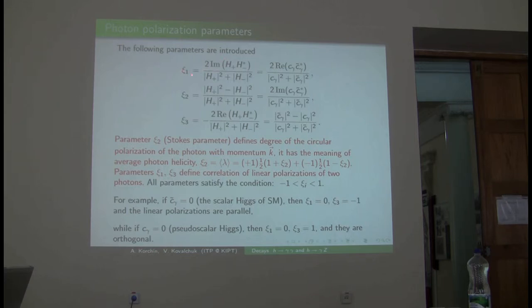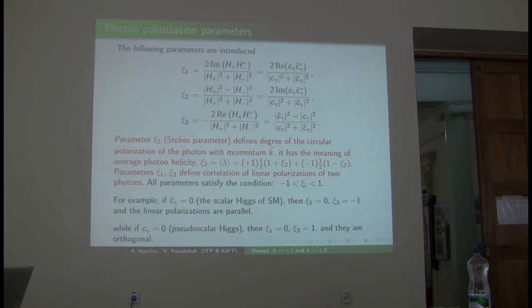And it is seen that psi 1 is proportional to the real part of the amplitude, and psi 2 is the imaginary part. And psi 3 is this combination. So parameter psi 2 is the Stokes parameter which defines the circular polarization of the photon with momentum k. And the meaning of this parameter is the average photon helicity in this decay. So in the case of the standard model, this must be zero. Parameters psi 1 and psi 3 define the correlation of linear polarization of two photons. And all these parameters satisfy this condition.